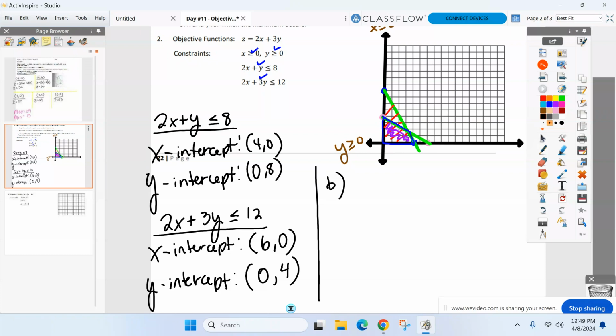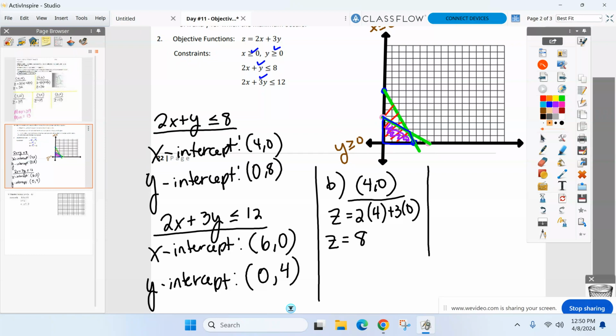So anybody have a clear point that you're confident in? 4, 0. Okay, 4, 0 it is. So I take 4, 0. And I plug it into the objective function they gave me. Z equals 2 times 4 plus 3 times 0. So 8, Z equals 8. All right, there's 1 of 4.